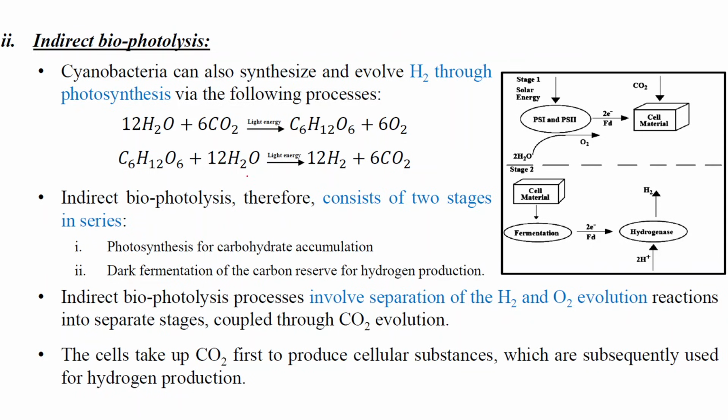Another is indirect biophotolysis. How? Firstly, cyanobacteria can also synthesize and evolve hydrogen through photosynthesis. Firstly, photosynthesis takes place by using carbon dioxide and water to produce glucose. Then this glucose reacts with further moisture or water using light energy to produce hydrogen. So basically, this is indirect biophotolysis. How? Because firstly, photosynthesis takes place, which forms carbohydrate, and then this carbohydrate gets fermented to produce hydrogen.